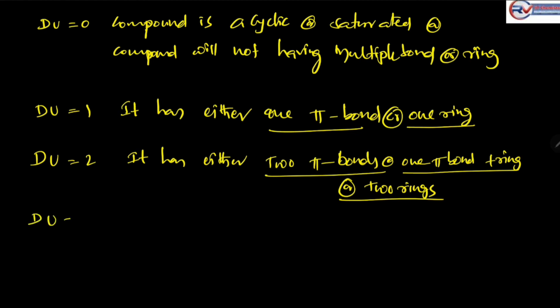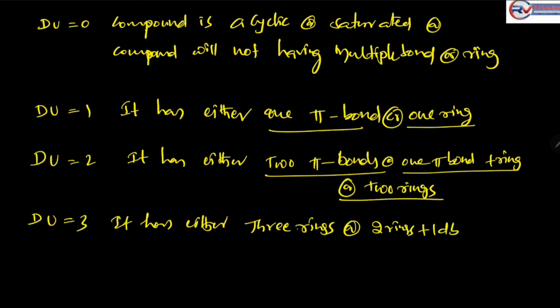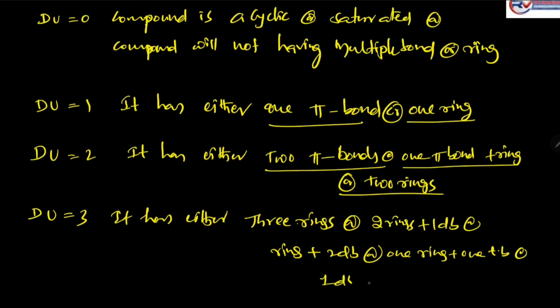Now if DU equal to 3, the compound has either three rings, or two rings plus one double bond, or one ring plus two double bonds, or one ring plus one triple bond, or one double bond plus one triple bond.